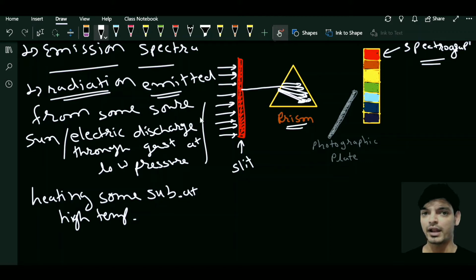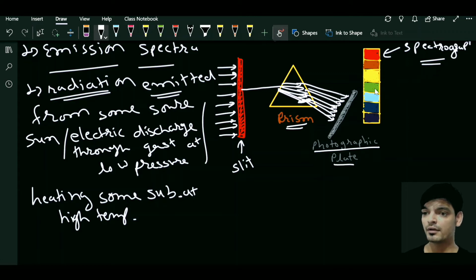Any diffraction grating or any prism you can use for the dispersion of radiation. And when the dispersion occurs, we are getting a color band. You can also observe it on a telescope, but if you want a graph, then you have to use the photographic plate. On this photographic plate you will get the different colors, and that's why it's known as a spectrograph.